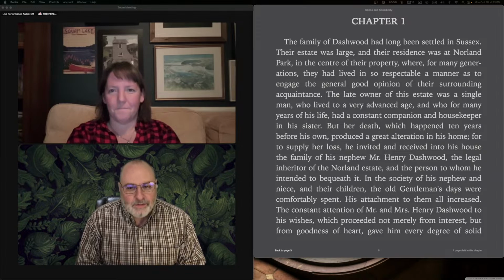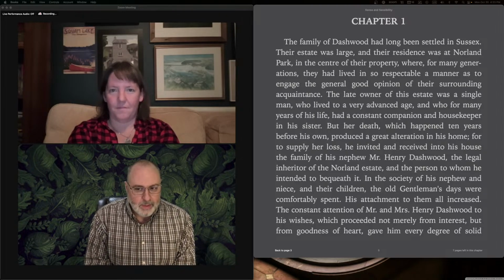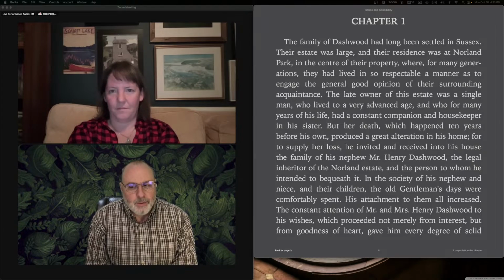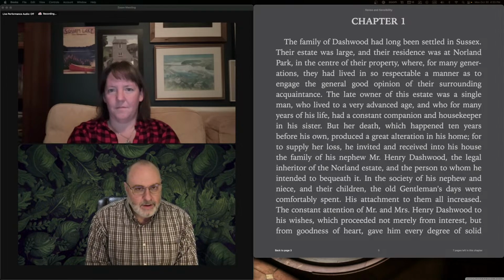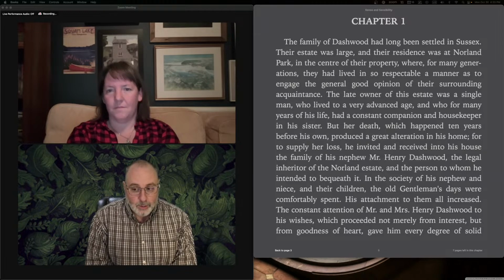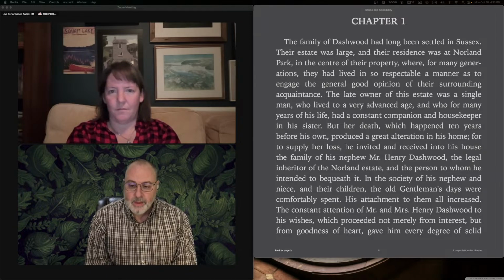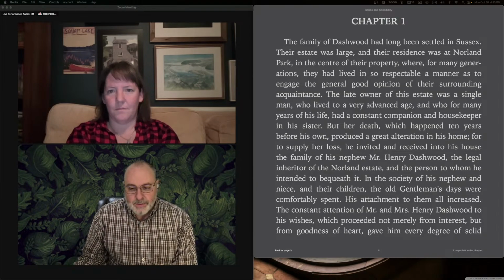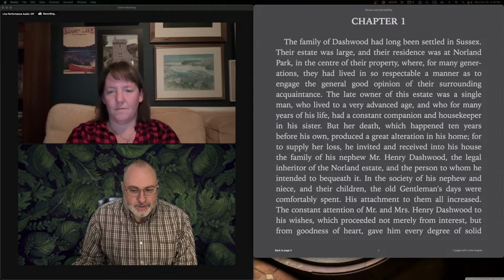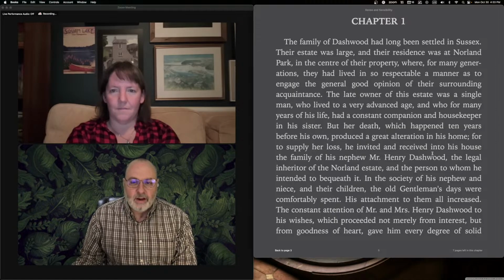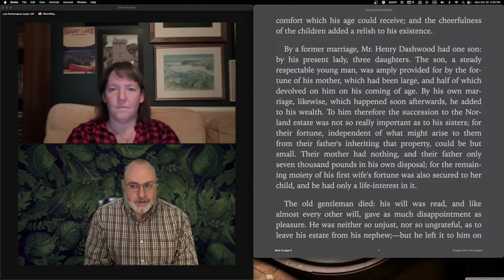The late owner of this estate was a single man who lived to a very advanced age, and who for many years of his life had a constant companion and housekeeper in his sister. But her death, which happened 10 years before his own, produced a great alteration in his home, for to supply her loss, he invited and received into his house the family of his nephew, Mr. Henry Dashwood, the legal inheritor of the Norland estate, and the person to whom he intended to bequeath it. In the society of his nephew and niece and their children, the old gentleman's days were comfortably spent. His attachment to them all increased. The constant attention of Mr. and Mrs. Henry Dashwood to his wishes, which proceeded not merely from interest, but from goodness of heart, gave him every degree of solid comfort which his age could receive, and the cheerfulness of the children added a relish to his existence.